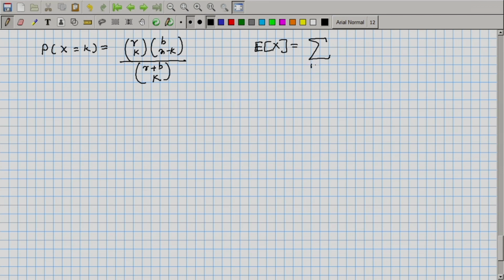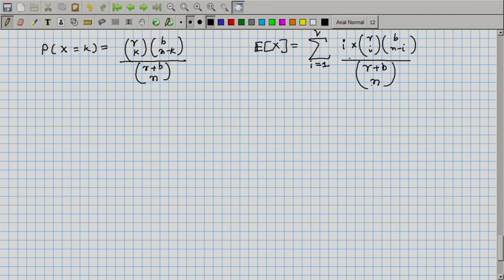So, the values vary from 1 to r. So, i varying from 1 to r, i, that is the value of the random variable, times the probability that the random variable takes the value i, that is going to be r choose i into b choose n minus i, divided by r plus b choose k. Sorry, this is not r plus b choose k, this is r plus b choose n.